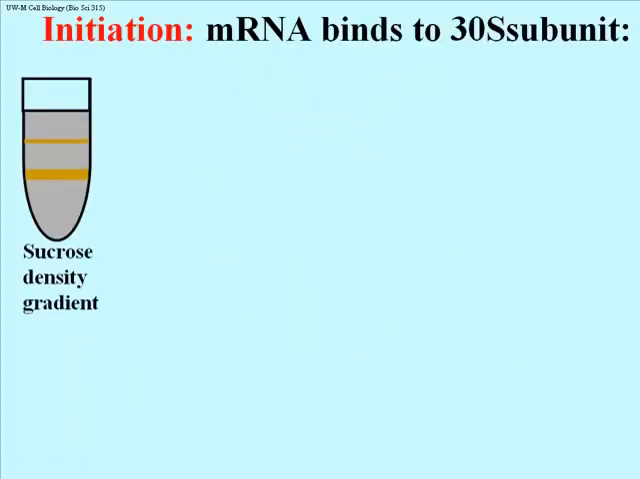So let's look at initiation. It turns out that messenger RNA actually binds to the 30S subunit of the ribosome. So here we have a sucrose density gradient. Remember that we use sucrose density gradients to separate different size classes of ribosomal RNAs, or whole cell RNAs, which turned out to be ribosomal RNAs for the most part. We did this on a sucrose density gradient.